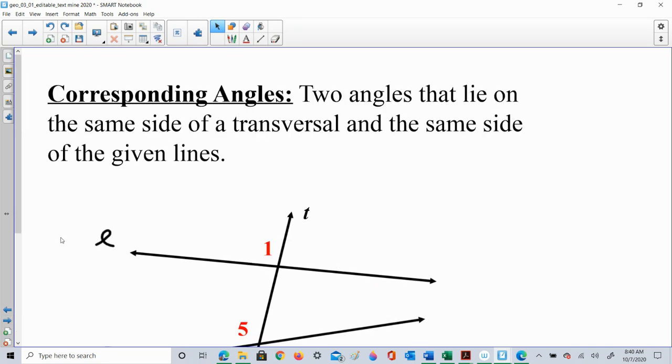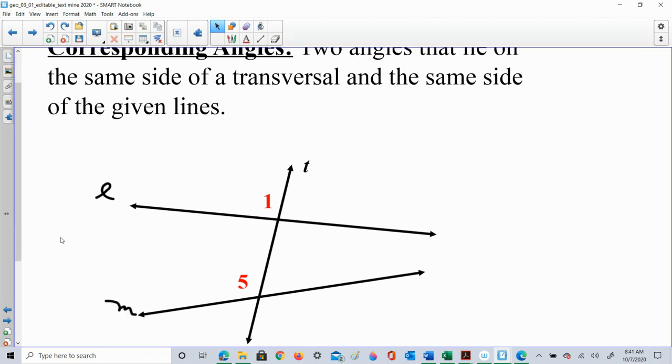What are those relationships? Well, the first one is called corresponding angles. Corresponding, 2 angles that lie on the same side of the transversal and the same side of the 2 given lines. Look at angle 1 and angle 5 here. Angle 1 is on the left side of the transversal. Angle 5 is on the left side of the transversal. Angle 1 is above line L. Angle 5 is above line M. So angle 1 and angle 5 are corresponding angles. They correspond to the same position in the diagram.